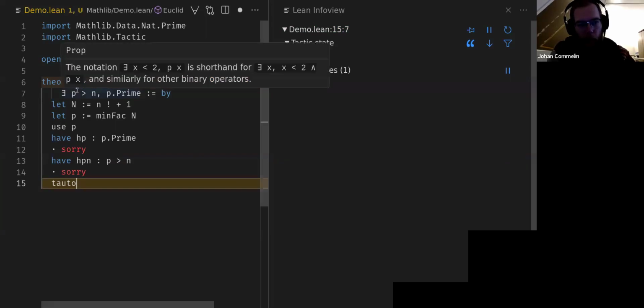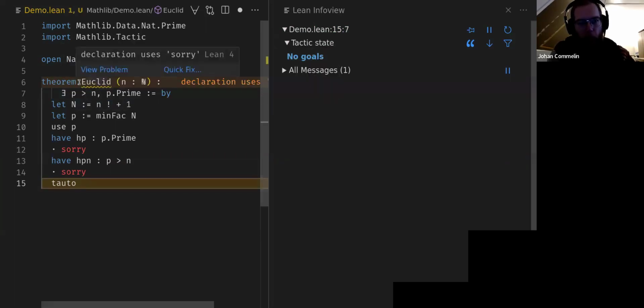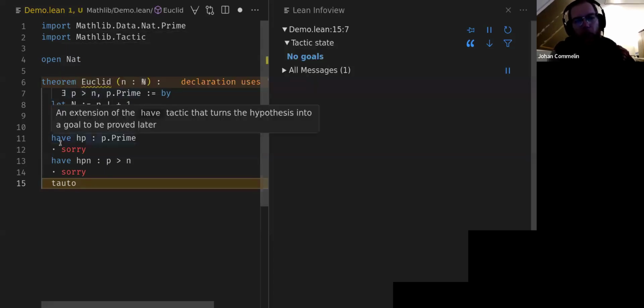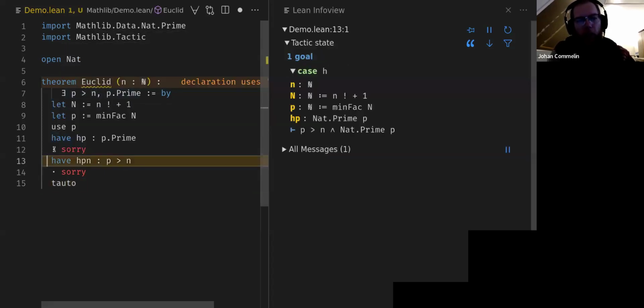Except that there is this orange squiggly line under the word Euclid. And in this pop-up, it says declaration uses sorry. So Lean remembers that we cheated, that we used sorry. And so actually this proof is not a complete proof, as we all expect. So that's good. So let's go back and fill in these sorries.